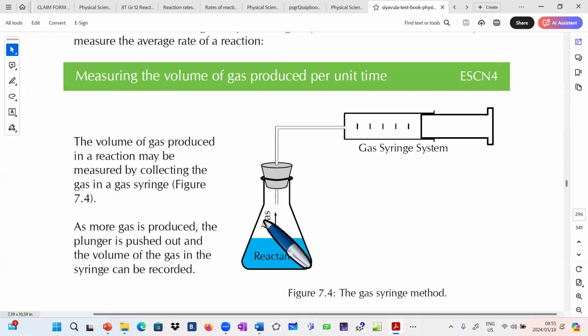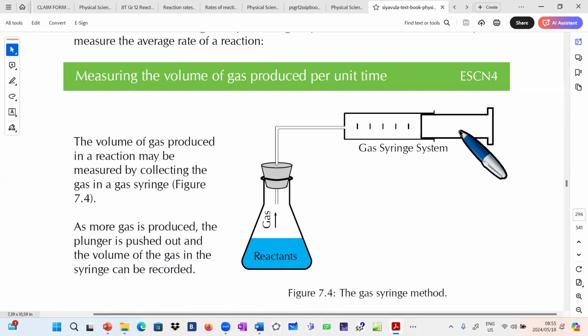So, like in this experiment, the volume of gas produced in a reaction may be measured by collecting the gas in a gas syringe. You have your reactants here, and you put everything in your flask, and as more gas is produced, the plunger is pushed out and the volume of the gas in the syringe can be recorded. Very easy way.